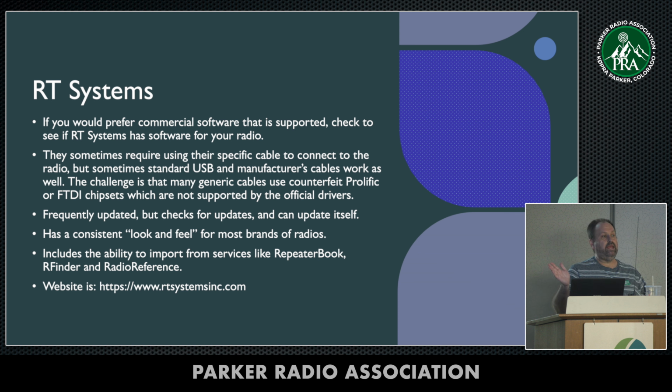And the 578 just uses a standard USB A to micro B cable, so it doesn't require a special cable at all. All you have to do is pay 25 bucks and download the software. You don't have to wait for them to ship it to you. You don't need any other special hardware. So it's a great option if you find yourself being frustrated trying to navigate through the CPS software that came with your radio.